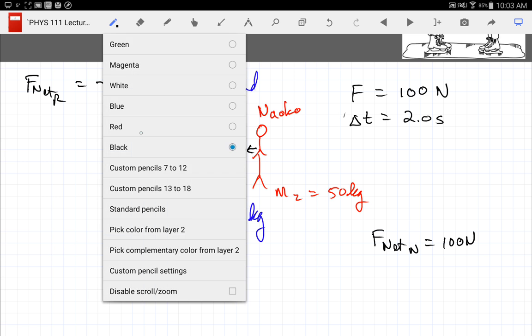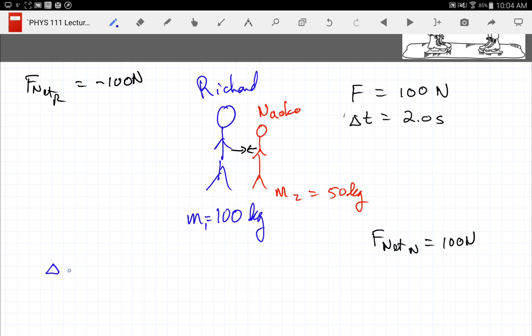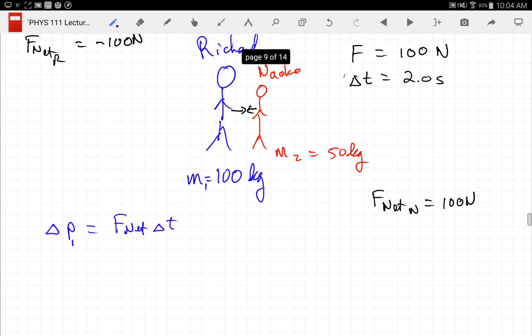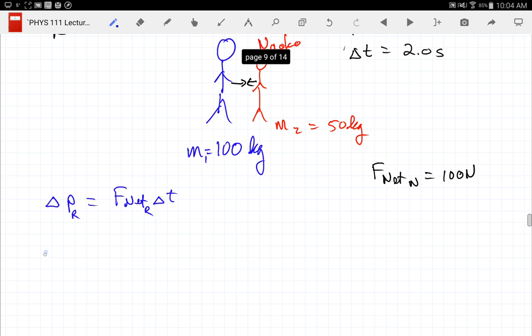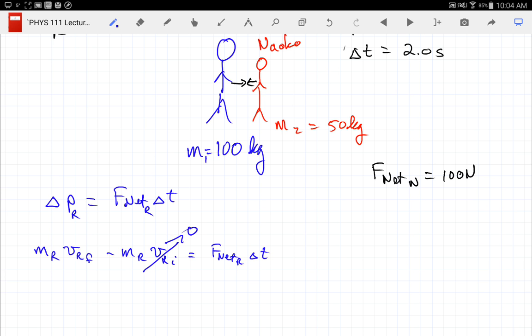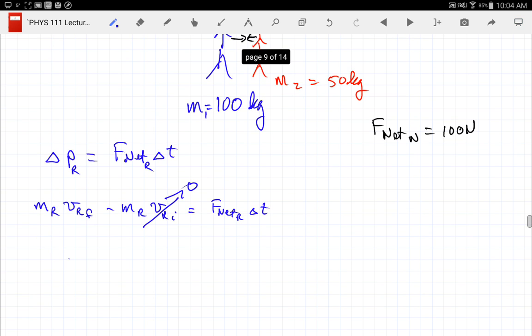Richard should have a change in momentum equal to the net force multiplied by the change in time. And so that's going to be the change in momentum: the mass of Richard times the speed of Richard final, minus the mass of Richard times the speed of Richard initial. Now, of course, we started from rest. So the initial speeds were 0, and I can immediately calculate the final speed for Richard.